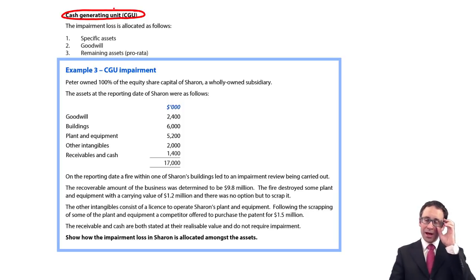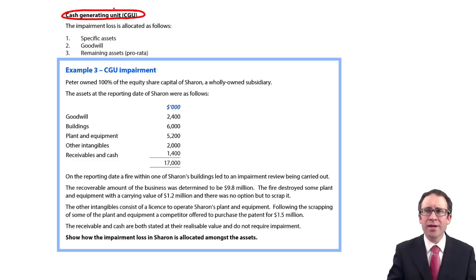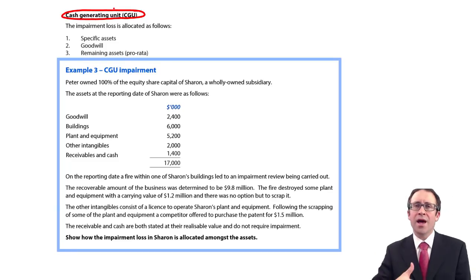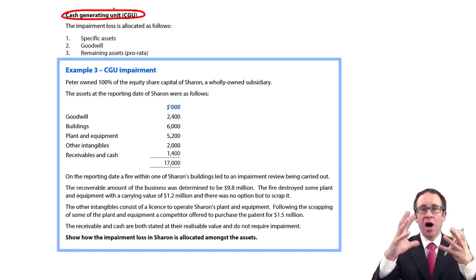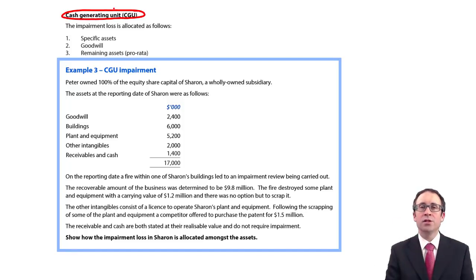Likewise, did I mention theme park? Again, if you've got falling numbers at a theme park due to maybe an accident or some other external factors, then you need to look at the theme park as a whole as your cash generating unit. I think Alton Towers is part of the Merlin Entertainment Group, so maybe you would look at Alton Towers as a cash generating unit.